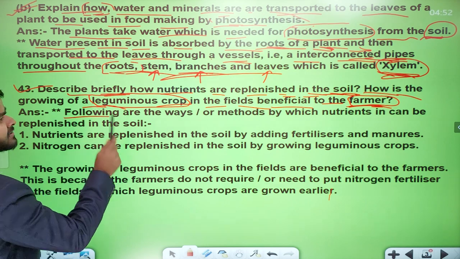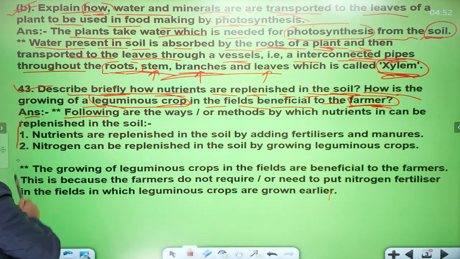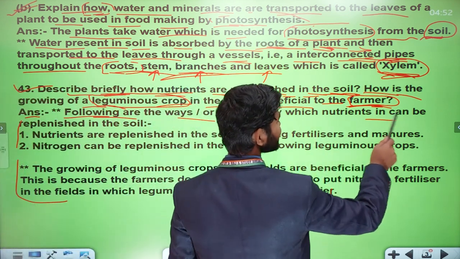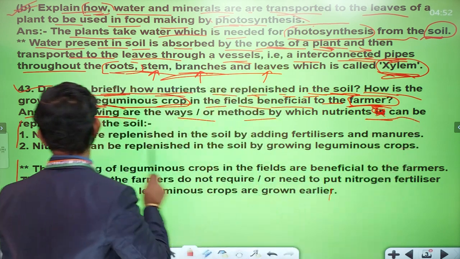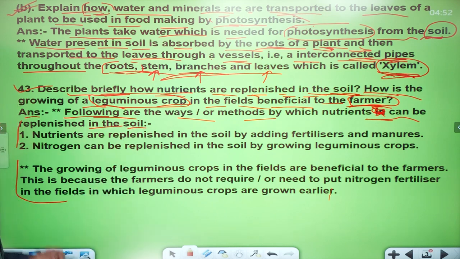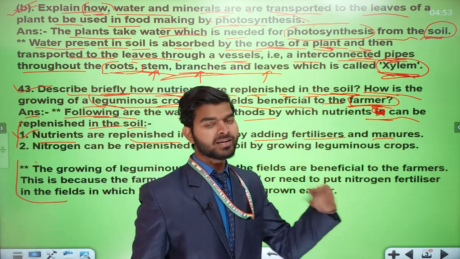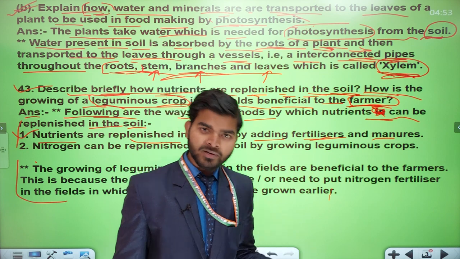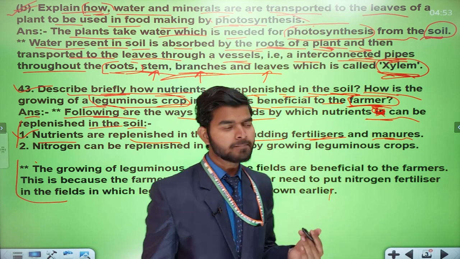Okay, I am giving the answers to how nutrients are replenished in the soil. I have already told you, but let me explain about this one. I am writing the following are the ways or methods by which nutrients can be replenished in the soil. Okay, the first one is that nutrients are replenished in the soil by adding fertilizers and manures. I have already told you, fertilizers have NPK, that is nitrogen, phosphorus and potassium. Similarly, manures also contain nitrogen, phosphorus and potassium.